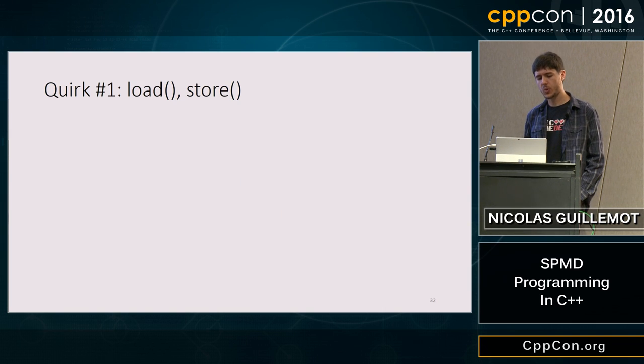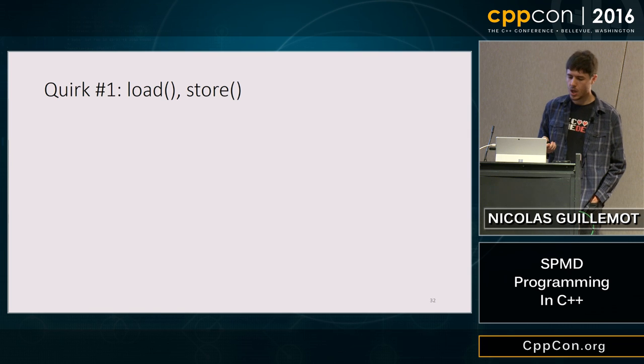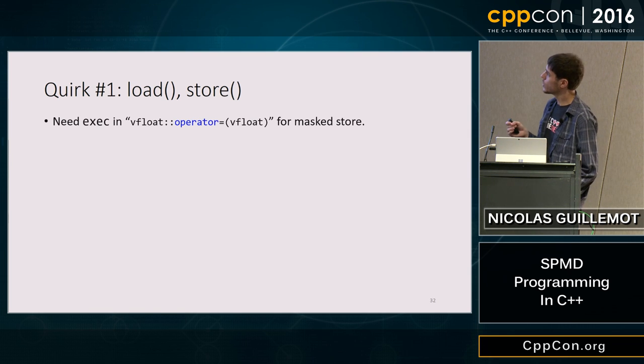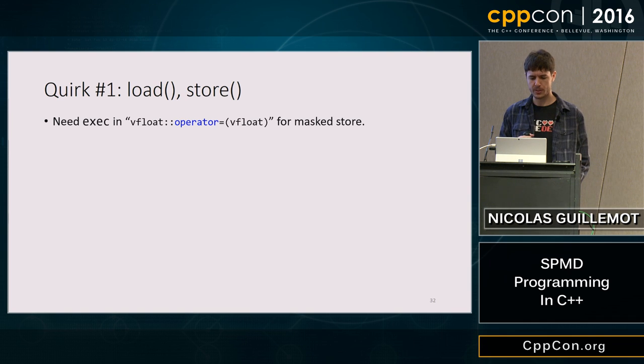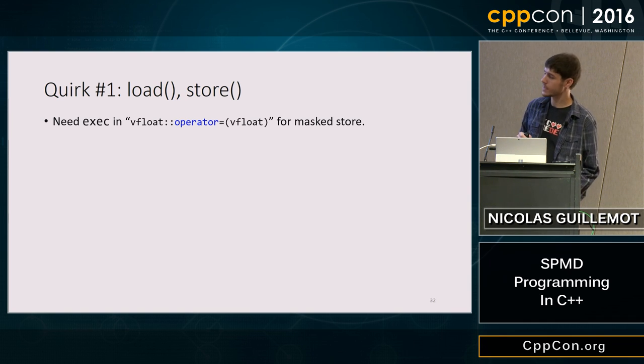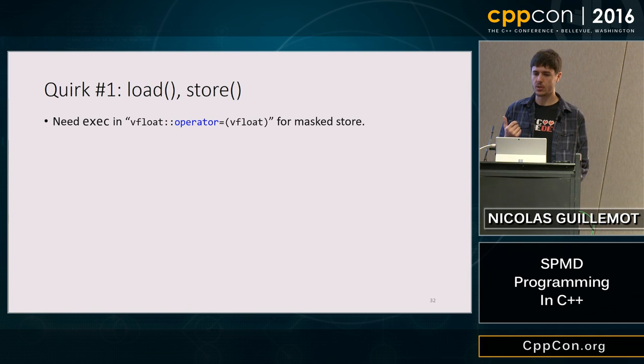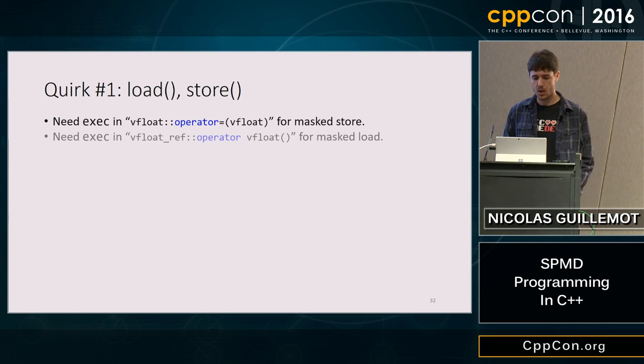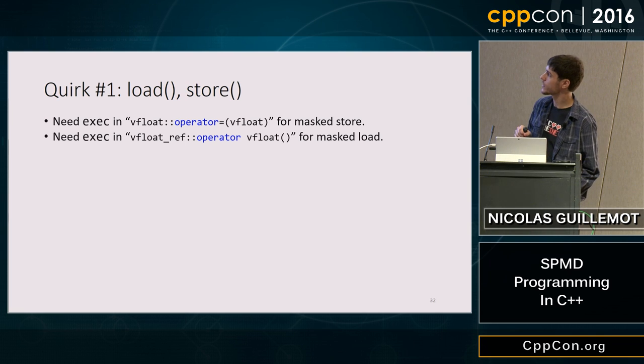So one of the first quirks is the fact that you have to explicitly load and store. The reason is that when you do an assignment to a vfloat with the assignment operator, I'd like it to do a mask store. But that's not possible, because I need the execution mask in that assignment operator, and that operator has to be a member function of vfloat, which doesn't have access to the execution mask. The same thing happens for my vfloat ref class. Vfloat ref is the result of an indexing operation, and when you convert that to a vfloat, it gives you the result of loading from that address. Again, this conversion operator has to be a member function, so I can't access the execution mask in that member function.